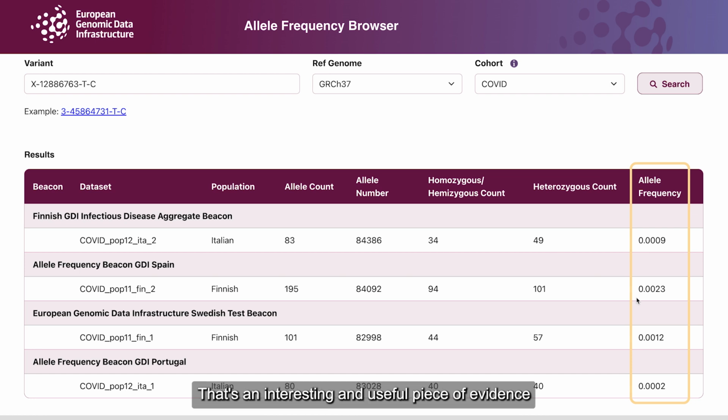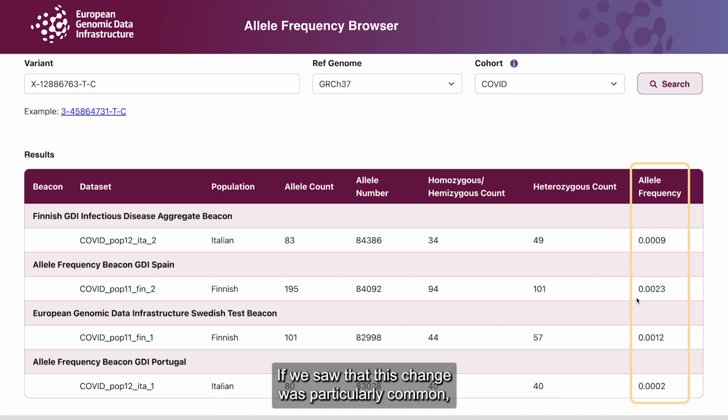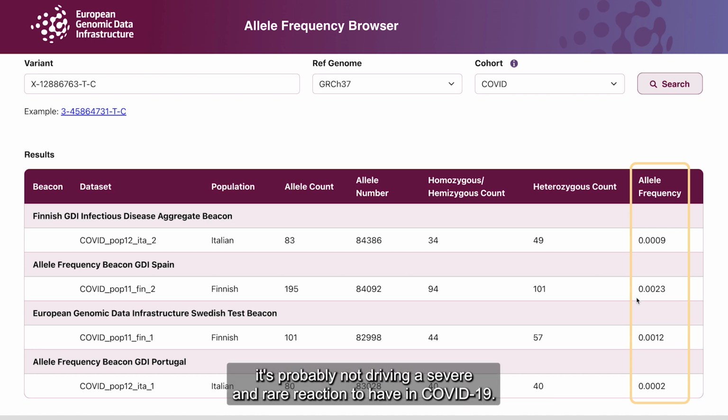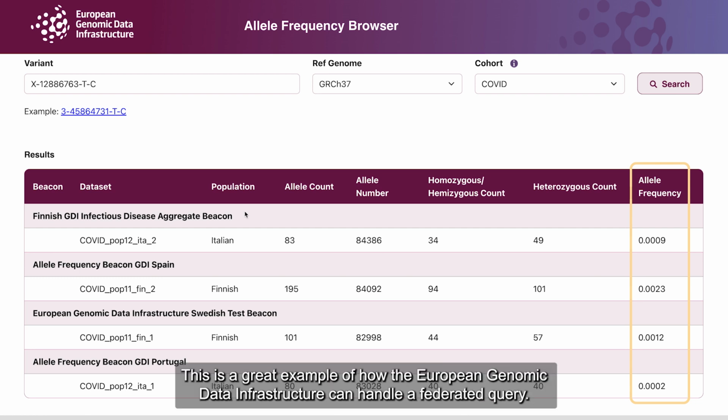That's an interesting and useful piece of evidence because severe reactions to COVID-19 are also rare. If we saw that this change was particularly common, it's probably not driving a severe and rare reaction to having COVID-19. This is a great example of how the European Genomic Data Infrastructure can handle a federated query.